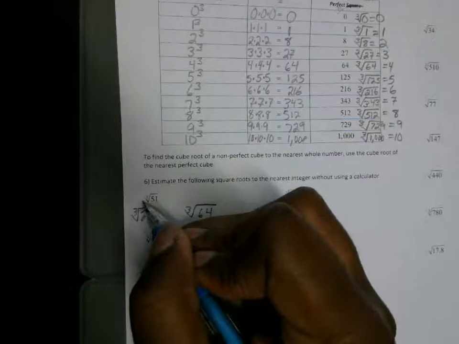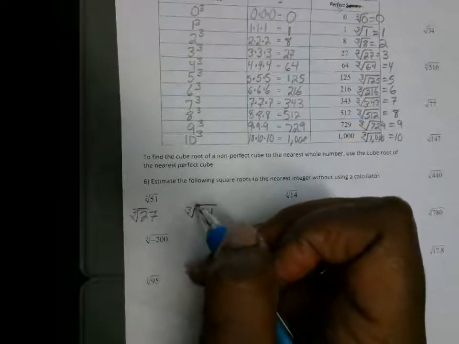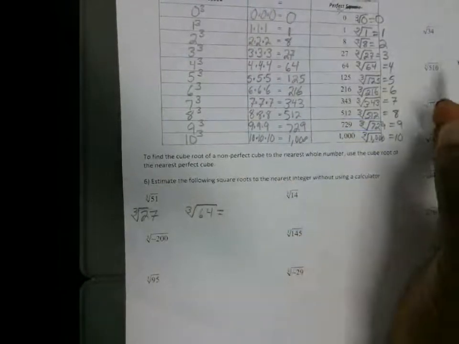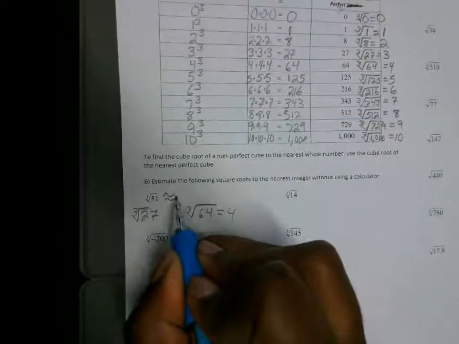All right, is the cube root of 51 closer to the cube root of 27 or the cube root of 64? 64. What is the cube root of 64 equal to? 4. So we're going to estimate this to about 4.